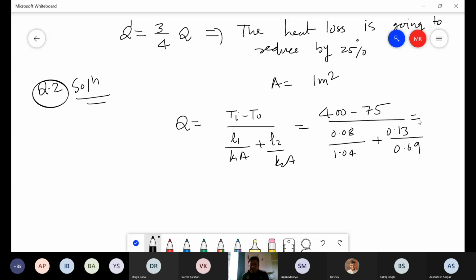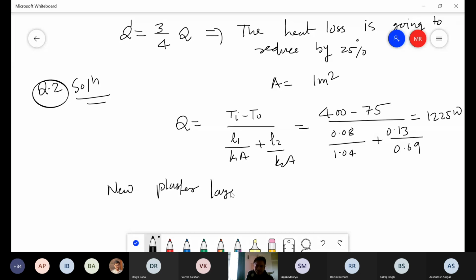Can anybody tell me what is the value of Q? Yes, sir, it is 1224.89. Okay, 1225 watt, something around this you should get. Correct? Okay. Now what is given in the problem is that a new plaster layer is added.